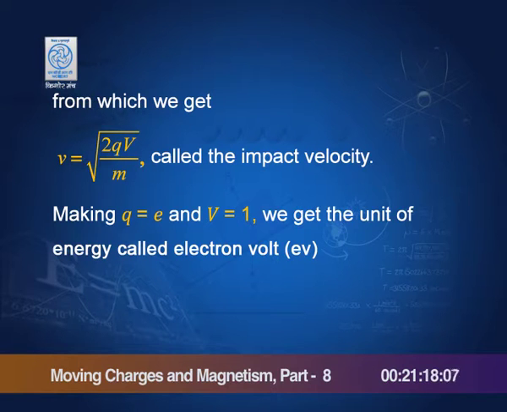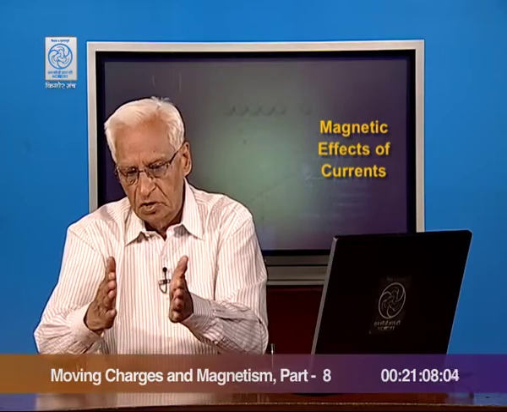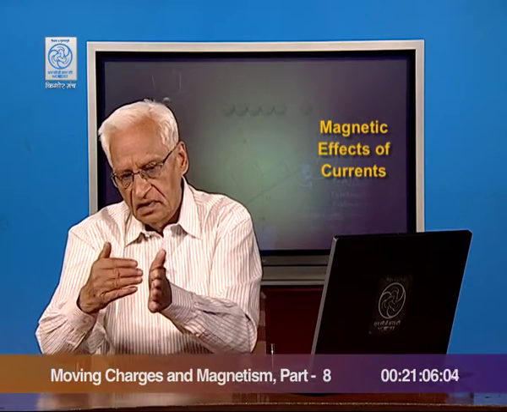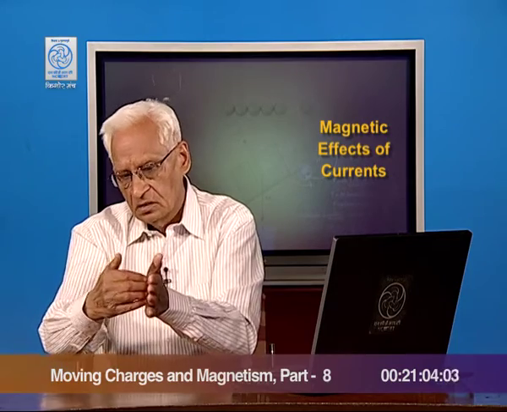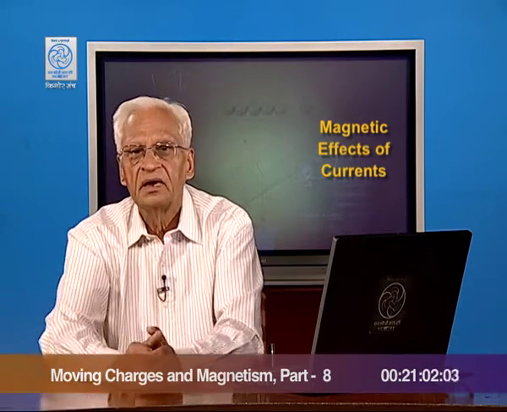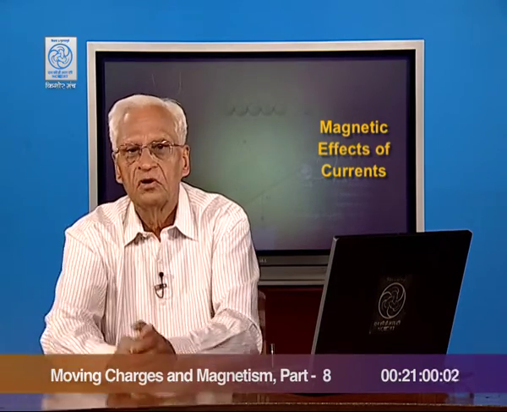And from this expression, or the earlier one, if we put q equal to e and V equal to 1, then we get our unit electron volt. Electron volt, you remember, is the work done when an electron moves through a potential difference equal to 1 volt.